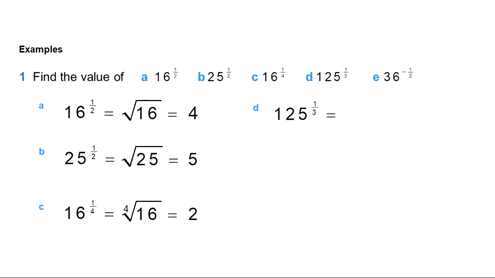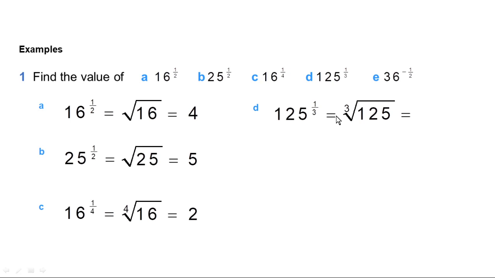Next, I have 125 to the power of 1 over 3. It will become cube root of 125. You notice here, let's go back to letter C. It is 1 over 4, so it is 1 over n. n is 4, so it will be the fourth root of 16. Here, I have raised to the power of 1 over 3. n is 3, so it becomes cube root of 125.